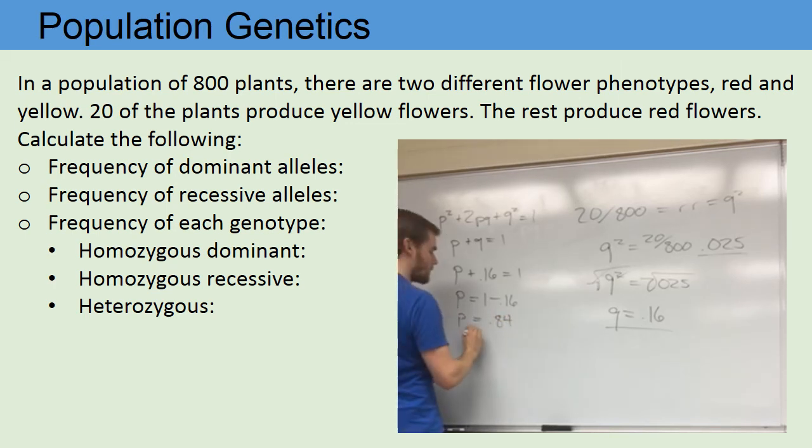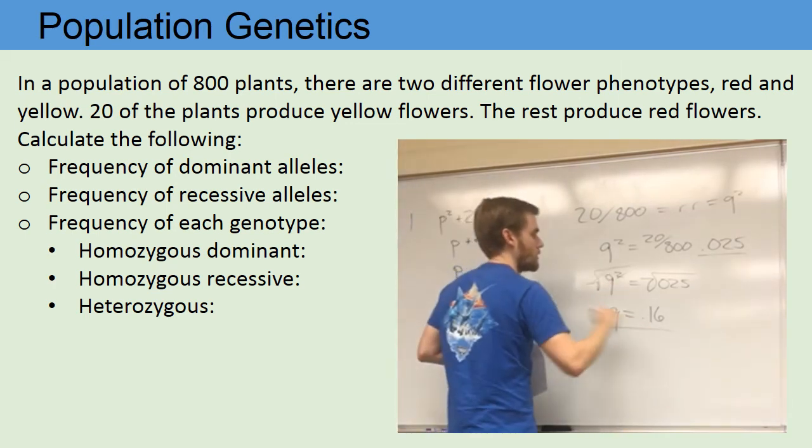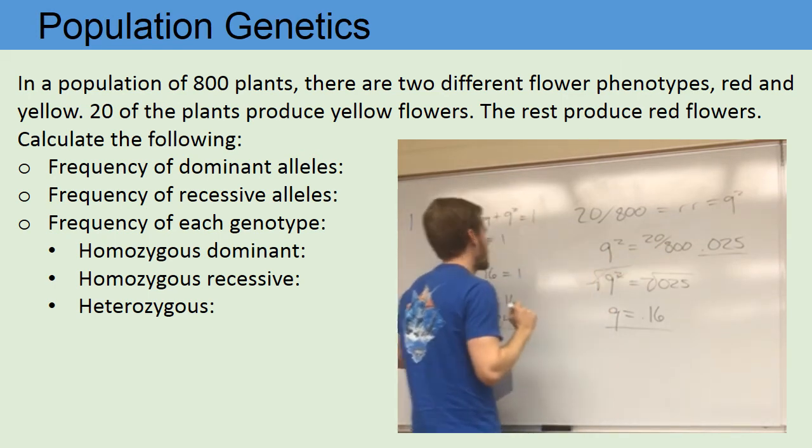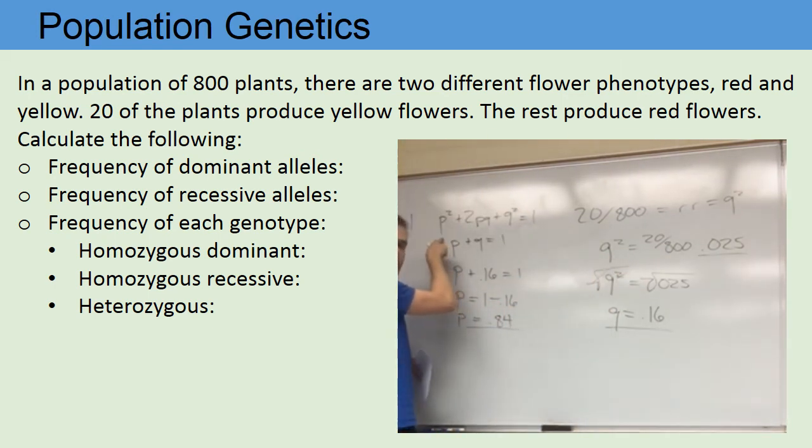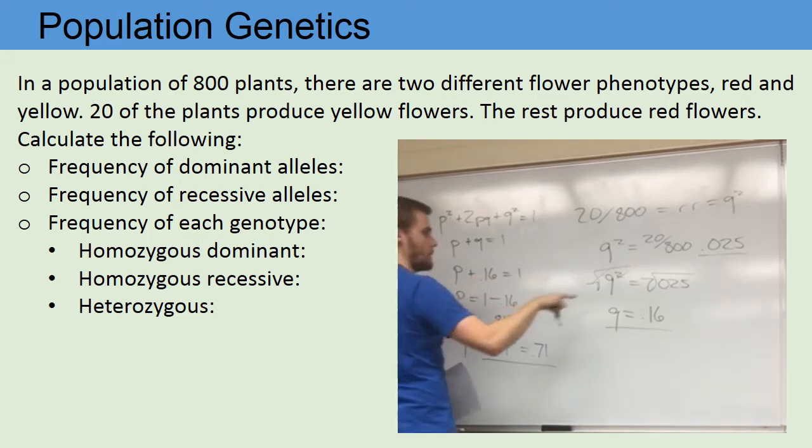So now we've solved for p, we solved for q, and we have q squared. So now can we determine p squared? Yes, we can. Simply square p. So p squared is equal to 0.84 squared, which is equal to 0.71. So now we've determined p squared, we have q squared, we have p, and we have q.